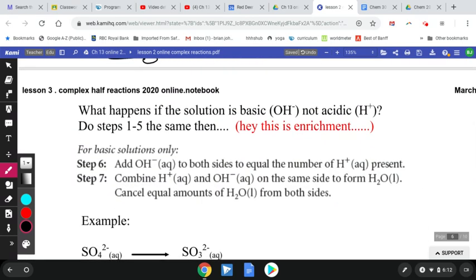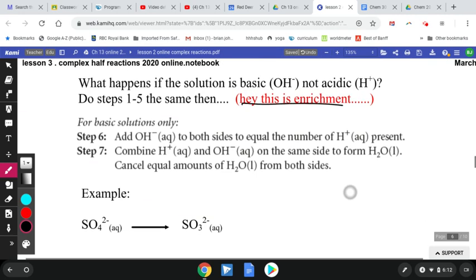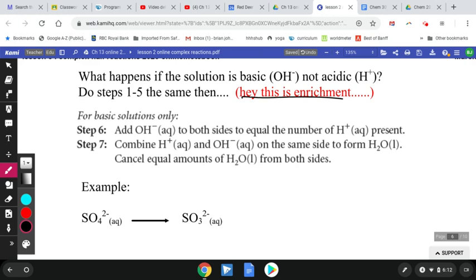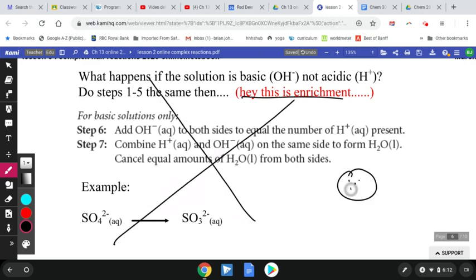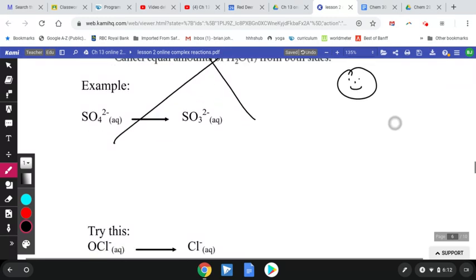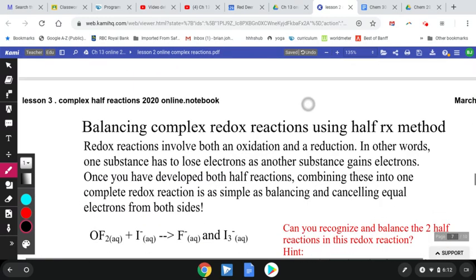Balancing in basic solutions is enrichment. We don't have to worry about it, because we're just getting through the essentials with online learning. Hopefully that makes lots of you happy. One less thing to worry about.